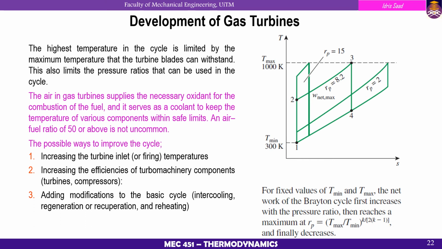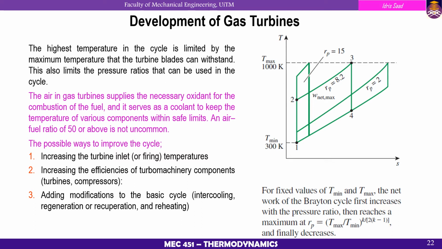Okay, now we move on to the following topic in this gas turbine engine, which is the development of the gas turbine engine. In the real development of the gas turbine engine, the highest temperature in the cycle is actually limited by the maximum temperature that the turbine blade can withstand. This temperature limit also limits the pressure ratio that can be used in the cycle, since the pressure and temperature are directly proportional to each other.